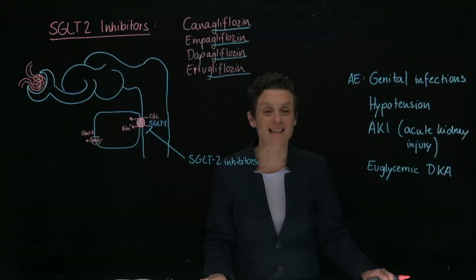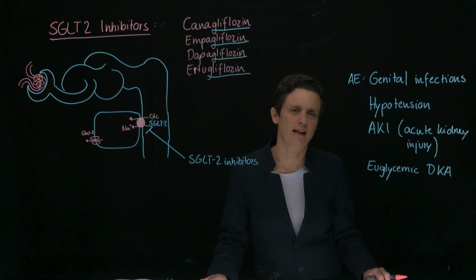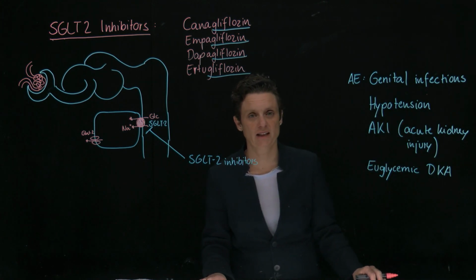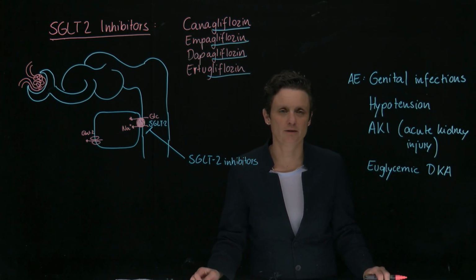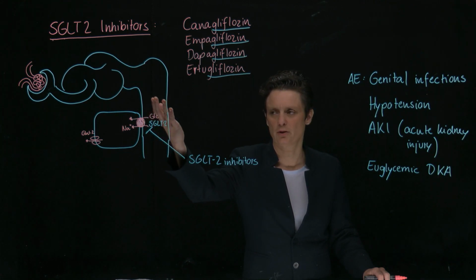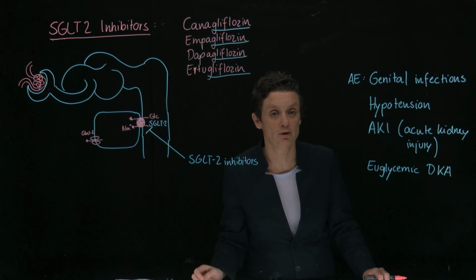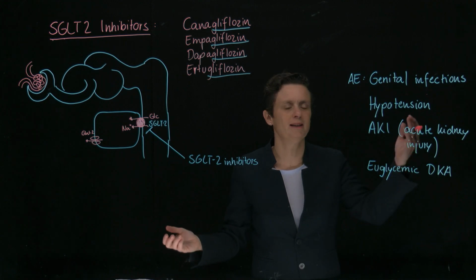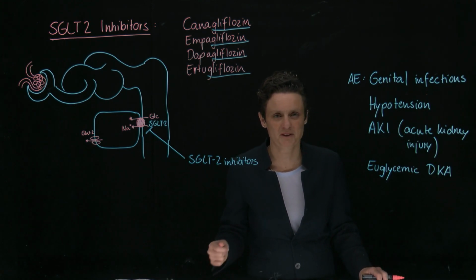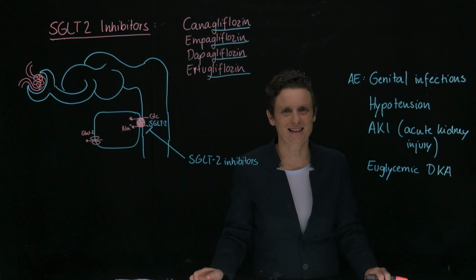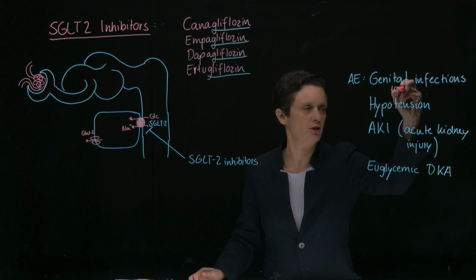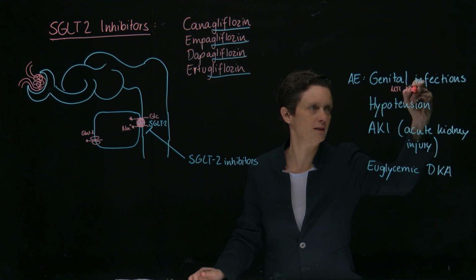Let's talk about the adverse effects of the SGLT inhibitors. One very common adverse effect is genital infections, and this is very predictable because you're going to inhibit glucose reabsorption, so there's going to be more glucose in your filtrate in the urine. So I mean, who wants to be around glucose, yeast, bacteria? That's their best habitat. So you're going to promote urinary tract infections and yeast infections.